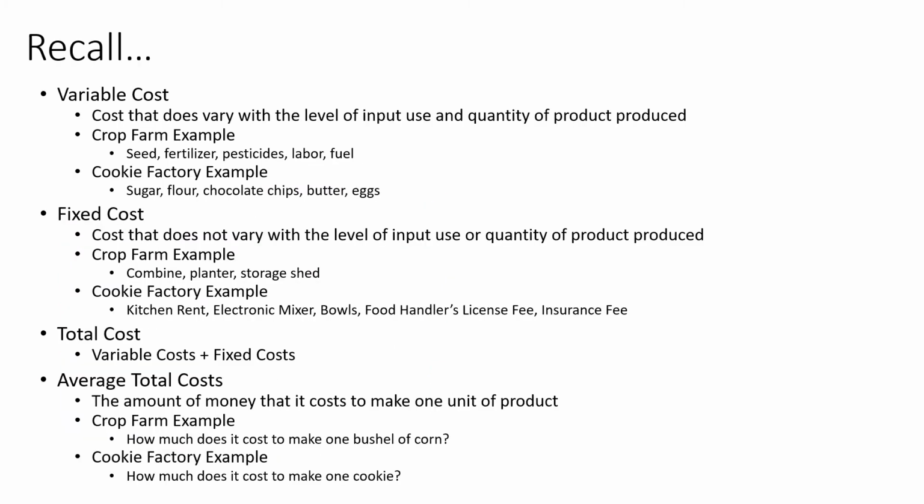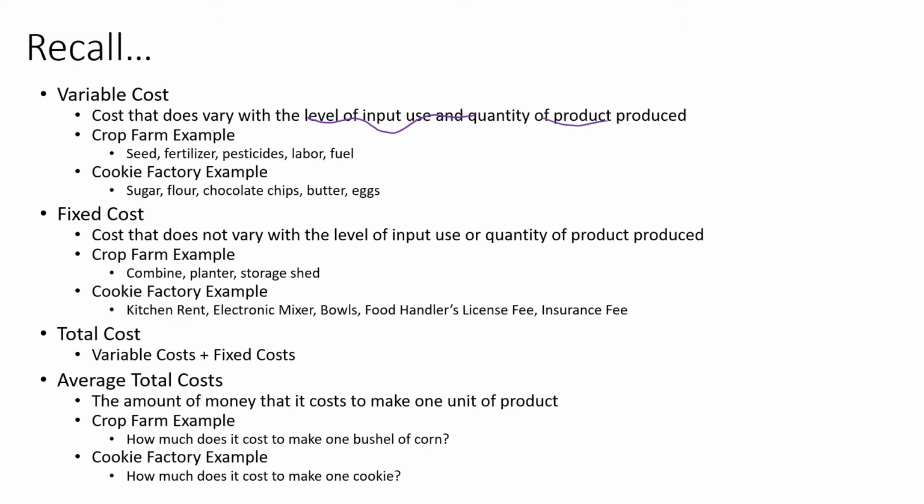Before we get into it, let's review a couple cost vocabulary terms. So if you recall, variable cost, fixed cost, total cost, and average total cost. Variable costs are the costs that change or vary as the level of input use or quantity of product produced changes.